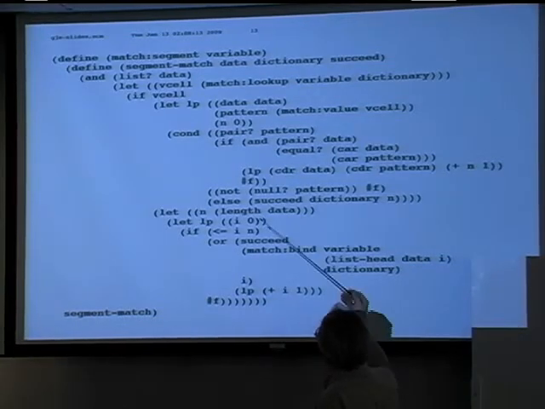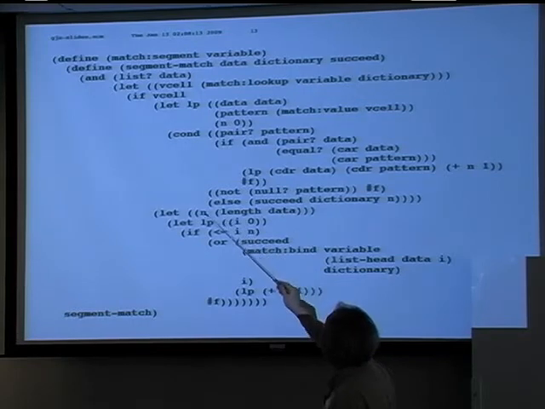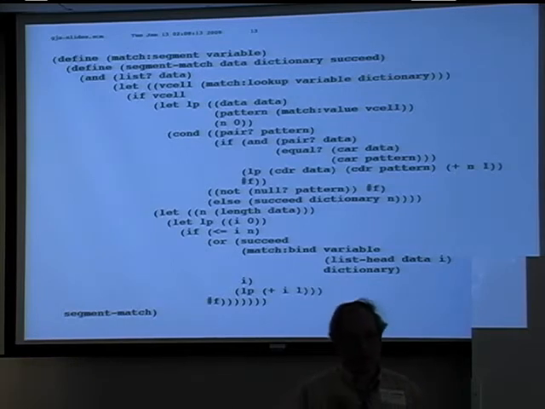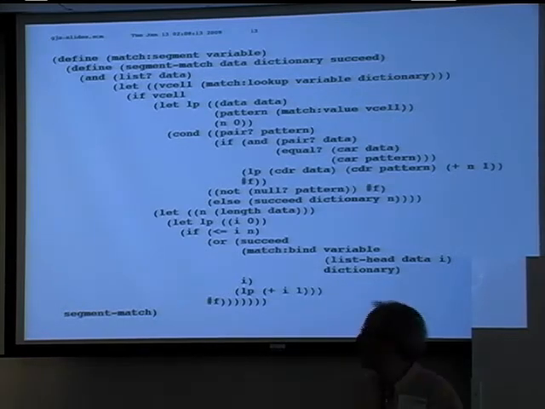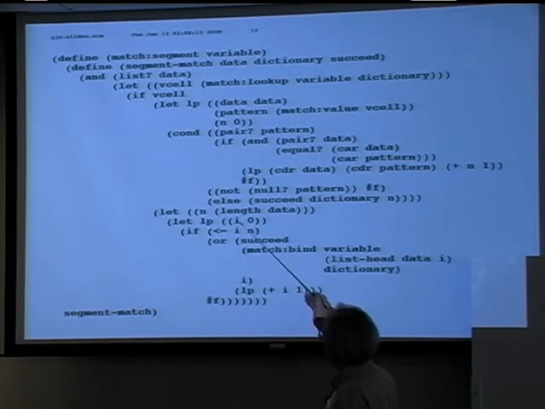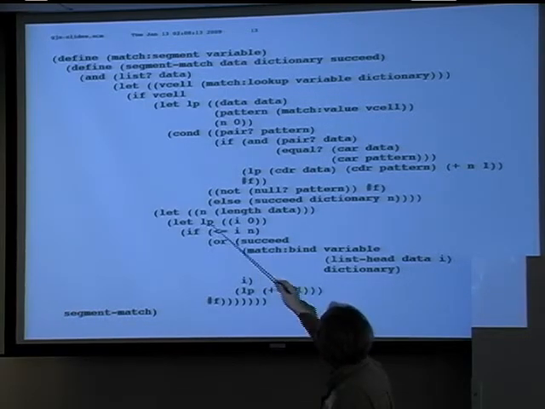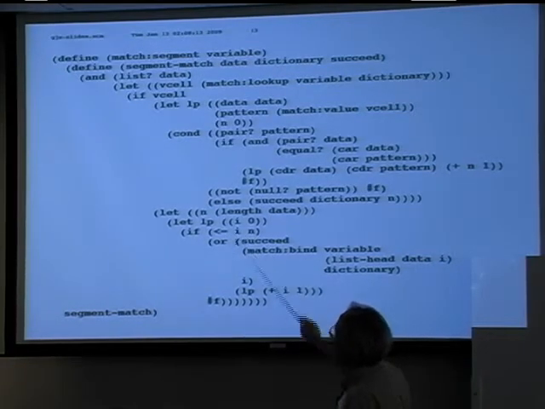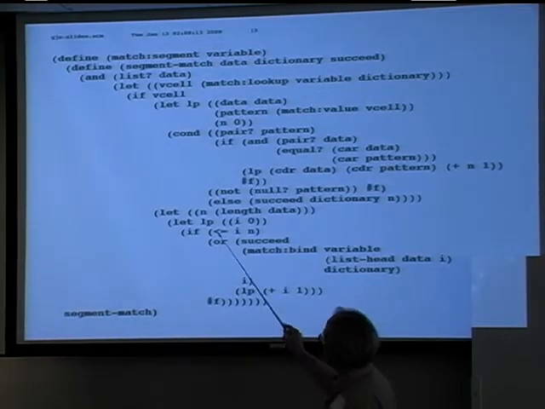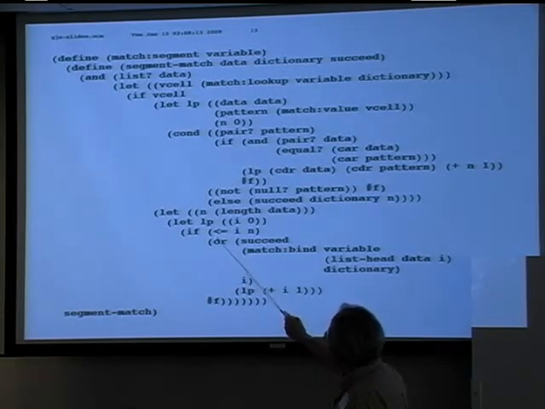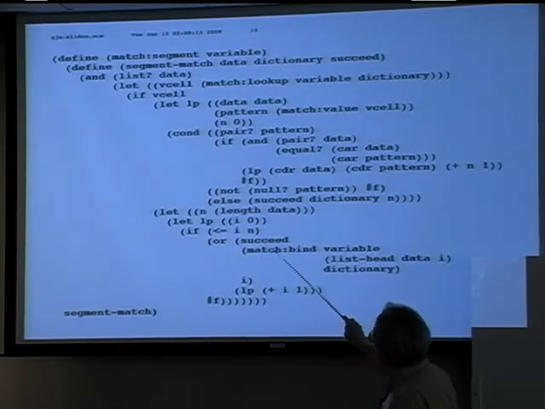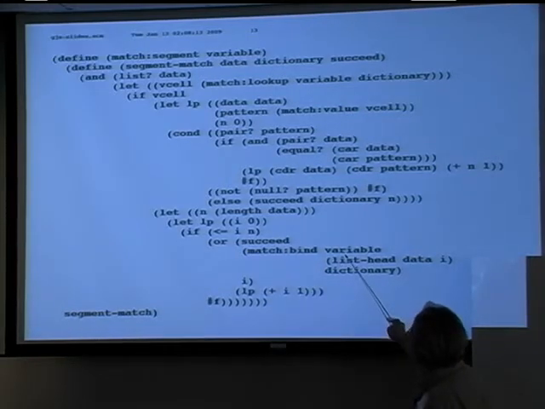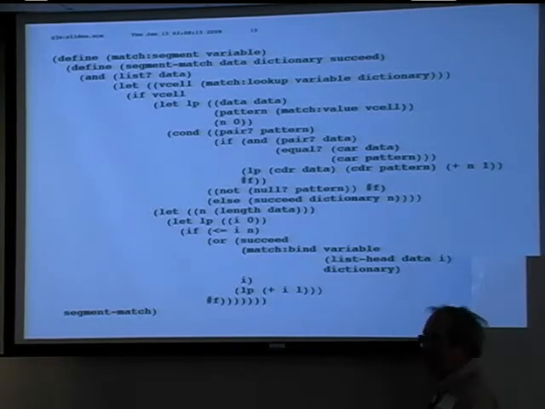Now I have to pick out the length of the data I'm coming up with. That's n, and I'm going to start counting up how many things I can eat. Supposing I eat 0 things, well, that's where I start. This is a little loop. It's a procedure in Scheme, a loop. If i is less than or equal to n, then I'm okay. Then I've got something to be done. If that's the case, then what I'd like to do is try out. So I'm going to succeed with the new dictionary, which binds the variable to the first i elements of the data.